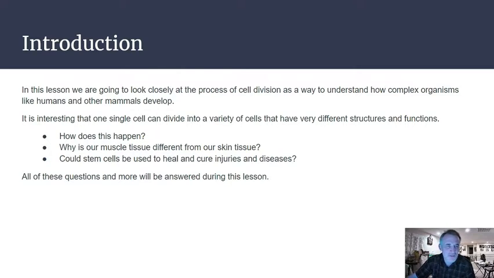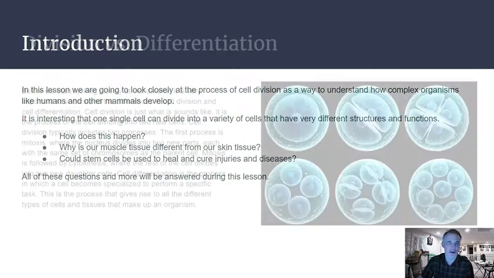So how does this happen? Why are our muscle tissues different from our skin tissues? Could stem cells be used to help cure injuries and diseases? And we've kind of already started talking about all of that, but we're also going to keep exploring it from this point forward and see how that kind of happens, what the mechanism is.